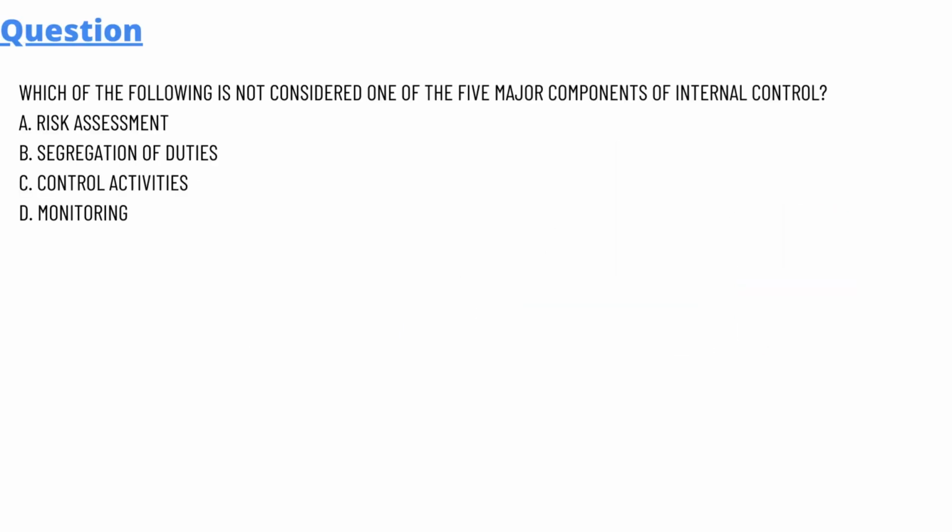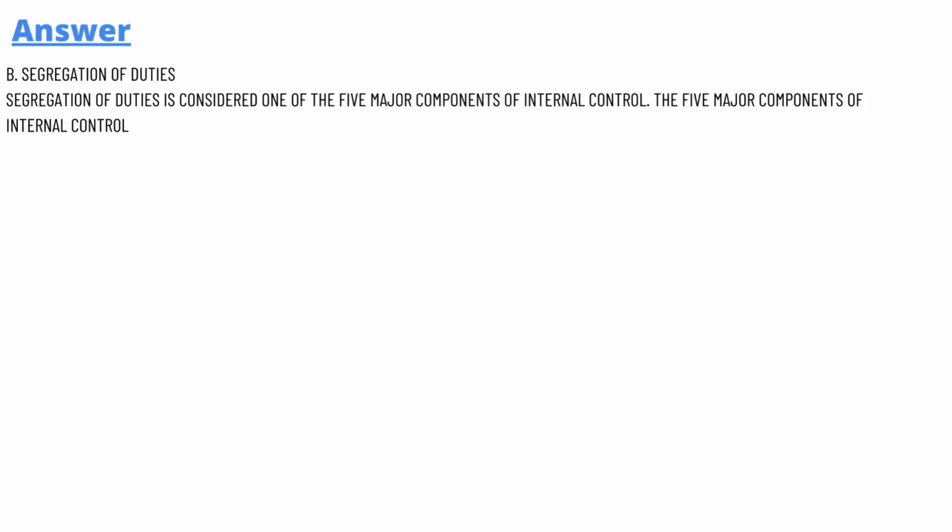So our question today, which we'll be discussing, is: which of the following is not considered one of the five major components of internal control? We have some options here: option A, risk management; option B, segregation of duties; option C, control activities; and option D, monitoring. So the answer to the question is segregation of duties.